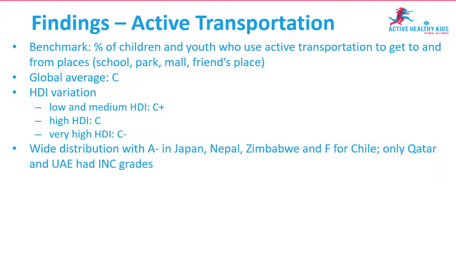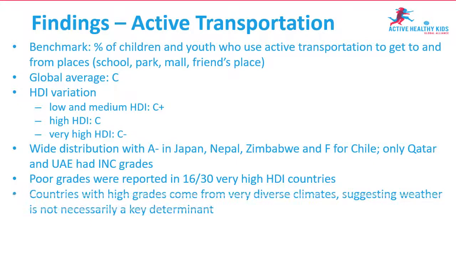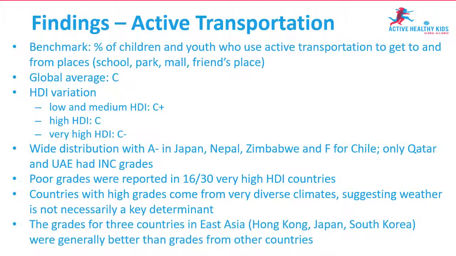There was a wide distribution with A- in Japan, Nepal, and Zimbabwe, and F for Chile. Only Qatar and United Arab Emirates had incomplete grades for this indicator. Poor grades were reported in about half of the very high HDI countries. Countries with high grades came from very diverse climates, suggesting that weather isn't necessarily a key determinant.